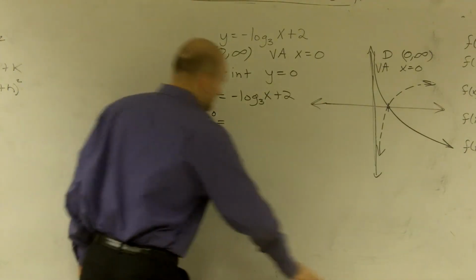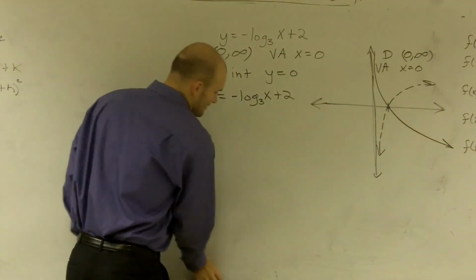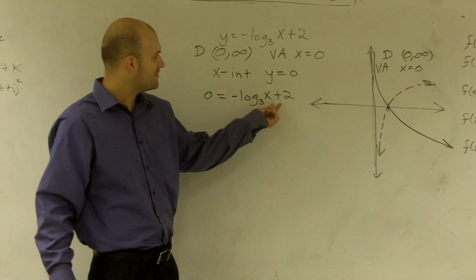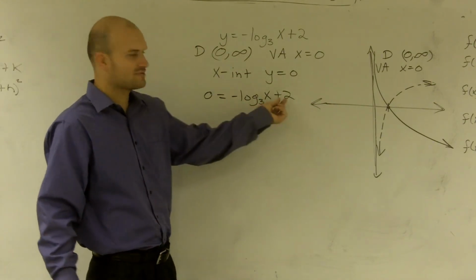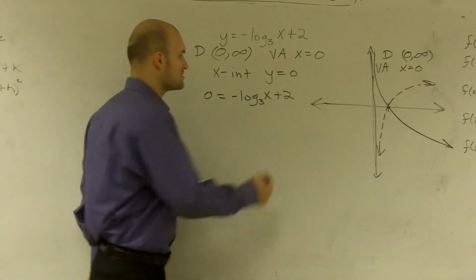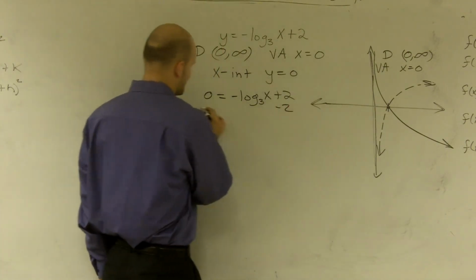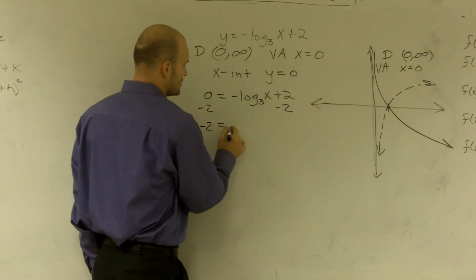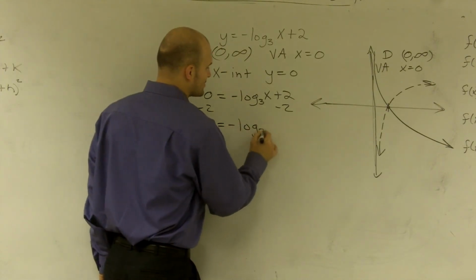Oh, I'm sorry. Can't do that yet. We can't really put this to 0 power because we need to do something with this 2, right? So before I do that, I need to subtract a 2. So I get negative 2 equals negative log base 3 of x.